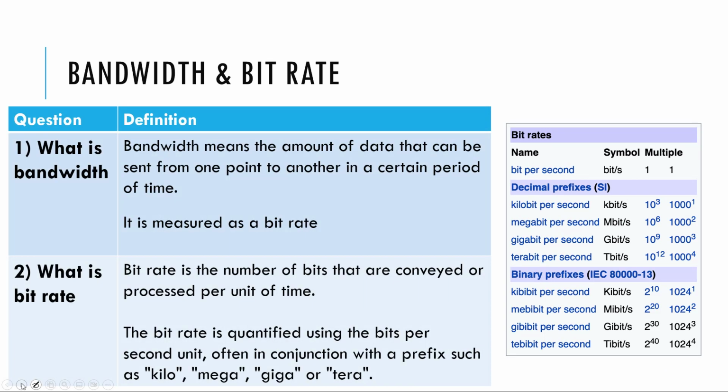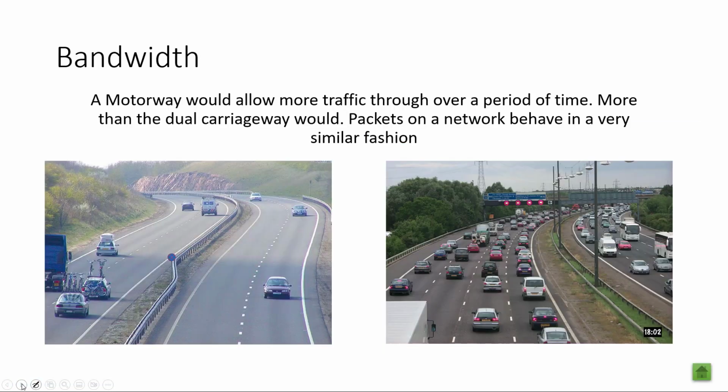So finishing this off now, what is bandwidth and what is bit rate? Bandwidth means the amount of data that can be sent from one point to another in a certain period of time. And it's measured as a bit rate. Bit rate is the number of bits that are conveyed or processed per unit of time. The bit rate is quantified using bits per second, often in conjunction with a prefix like kilobit, megabit, gigabit, terabit, etc. Normally you're sold bandwidth by an ISP, an internet service provider.